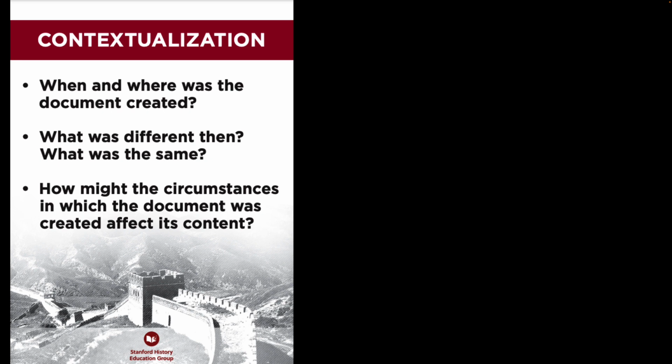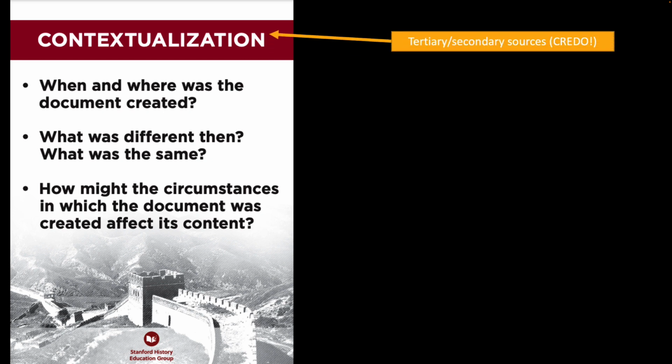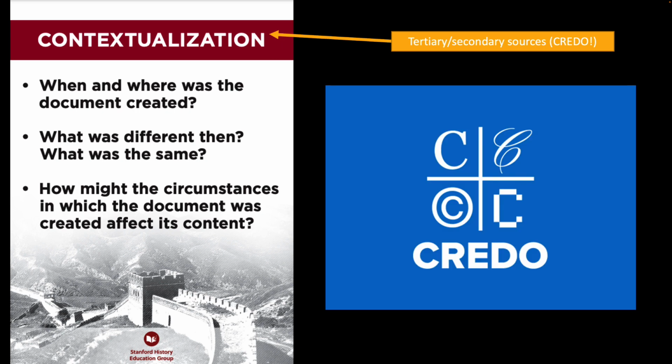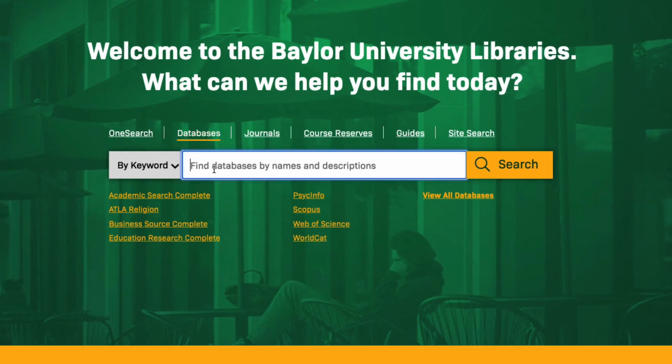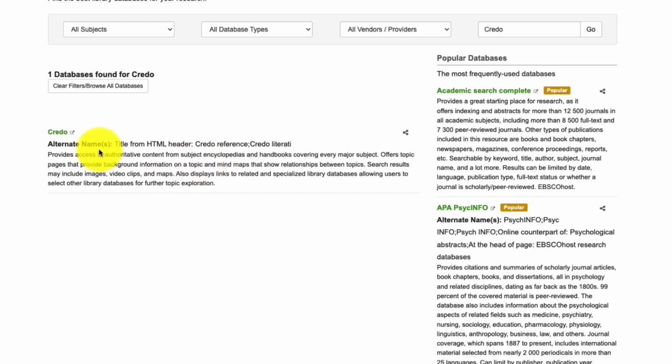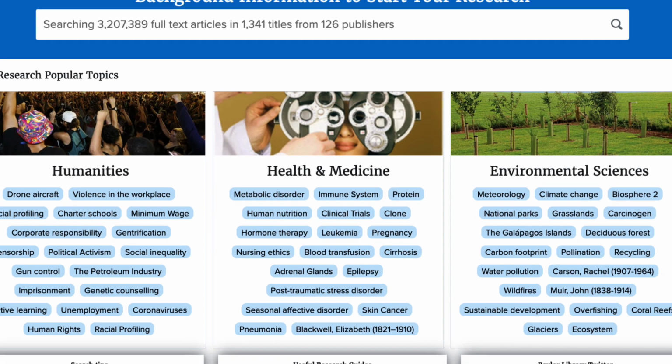So how do you establish the context, right? How do you do the work of contextualization? Well, first thing you can do is consult tertiary or secondary sources about the historical context. The one that I recommend the most, and is the sort of simplest to use, is a database called Credo. Credo is just a database of encyclopedia articles. It's kind of an aggregate of tertiary sources, and it's really, really helpful for establishing basic historical context that will help you understand a primary source better.